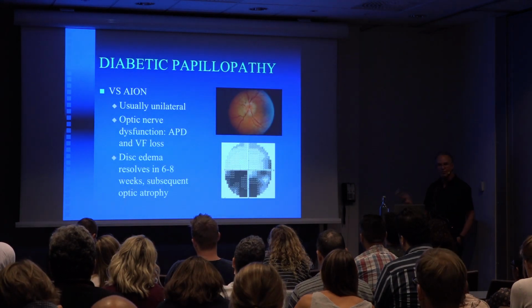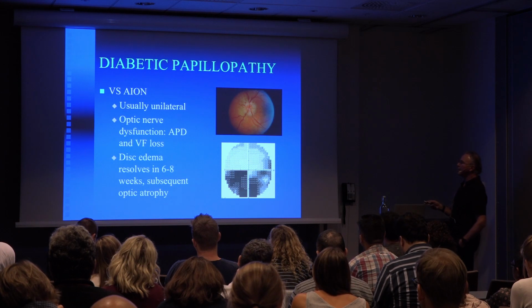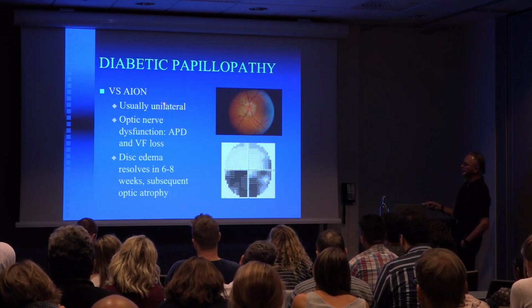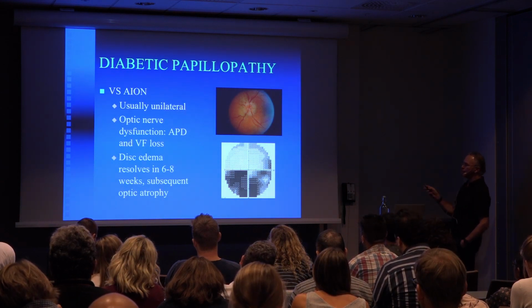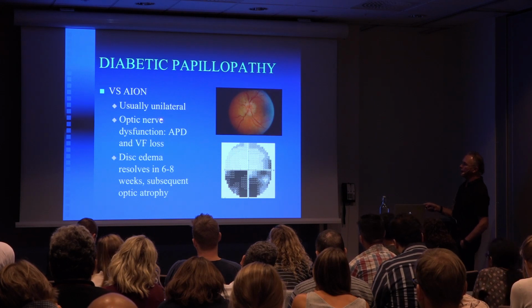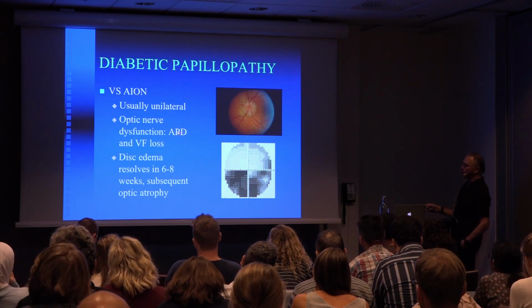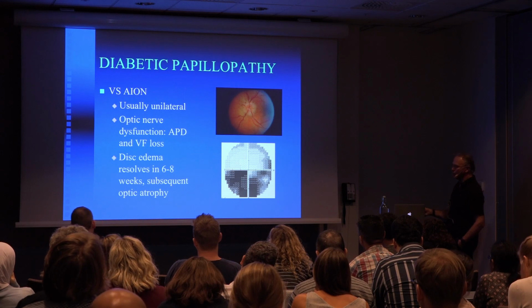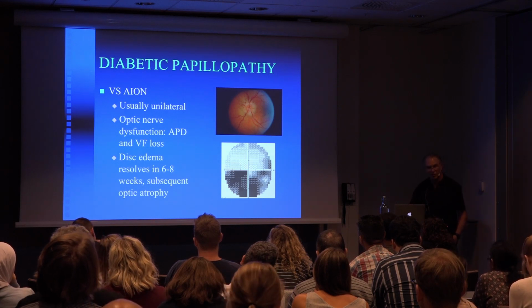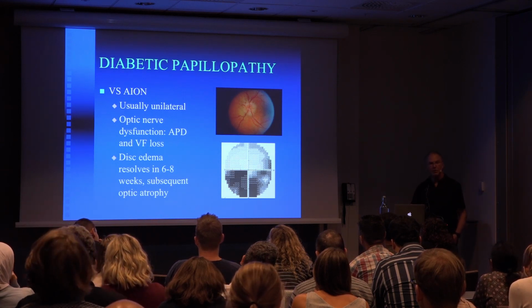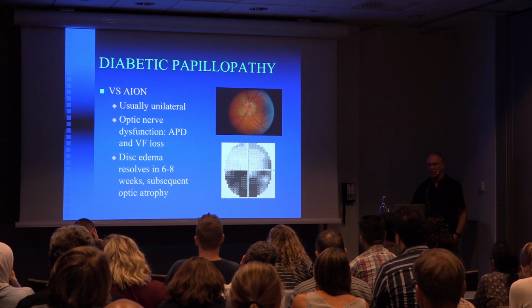So diabetic papillopathy looks different from AION. AION is usually unilateral, whereas diabetic papillopathy may be bilateral. AION has a relative afferent defect and field loss, and the disc edema goes away faster and becomes atrophic, whereas with diabetic papillopathy, there may be a little atrophy at the end of it, but not a lot.